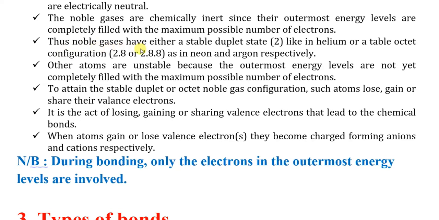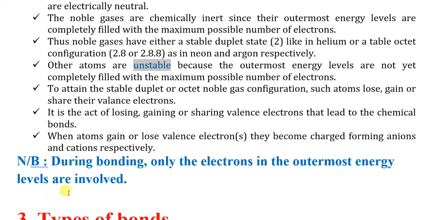Thus, noble gases have either a stable duplet, which is 2, like helium, or an octet configuration, which is 2.8 or 2.8.8, as in neon and argon respectively. Other atoms are unstable, mark that. The rest, which do not have the electron configuration of these, are unstable.